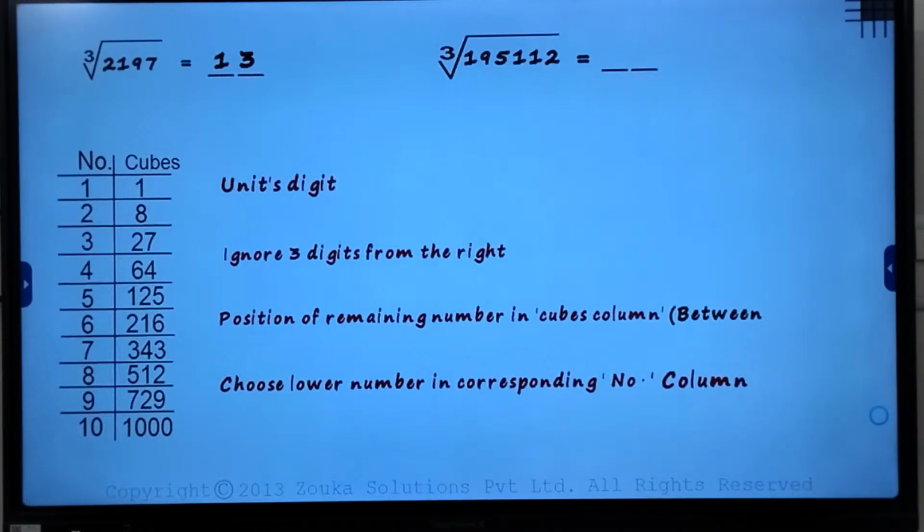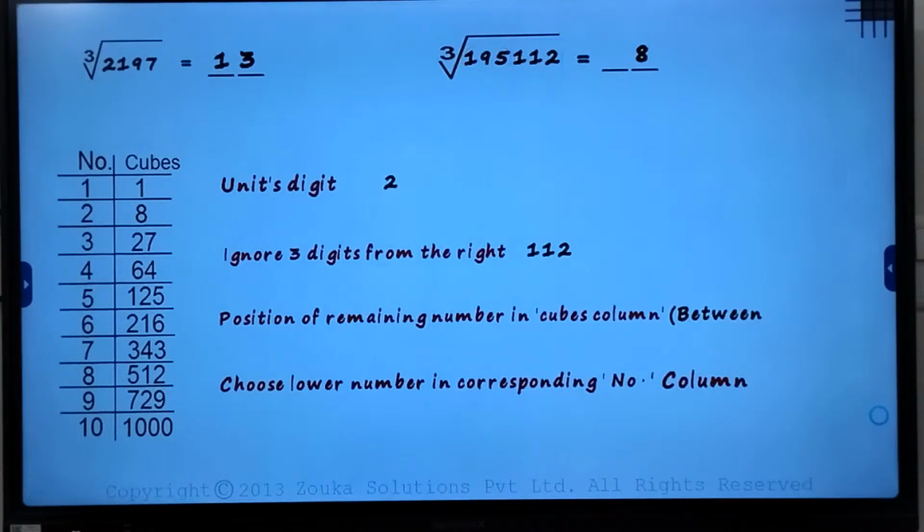Now let's see the units digit of the number. It's 2. In the cubes column, we look for a number which has its units digit 2. Yes, it's 512. And the corresponding number in the numbers column is 8. So we write an 8 in the units place of the answer. Now we ignore 3 digits from the right. That is 112. And what remains is 195.